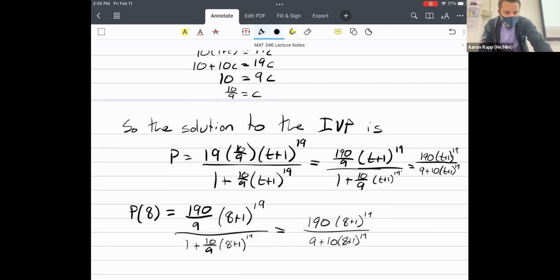Let's see what we get. 18.99999, which means essentially how many mice? 19. So we essentially have 19 mice in the field after 8 days. Going from 10 to 19.